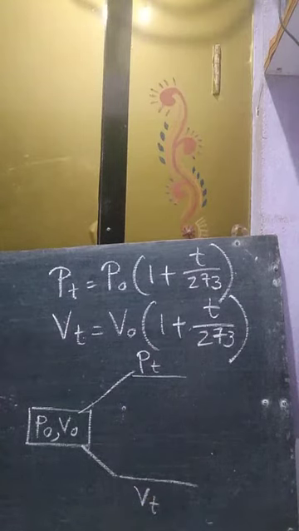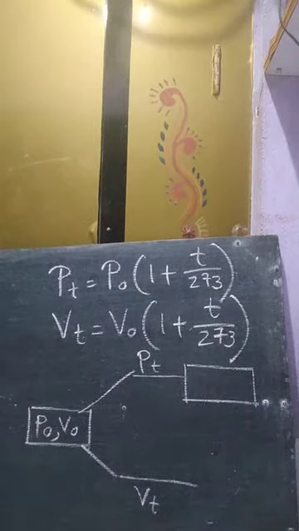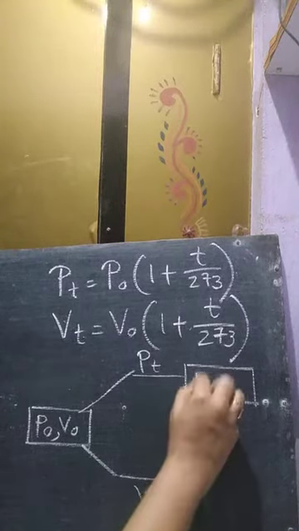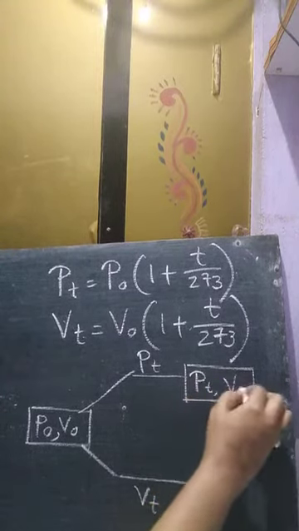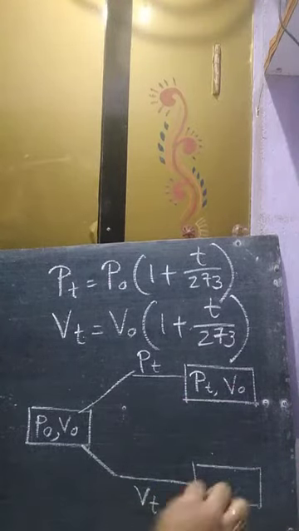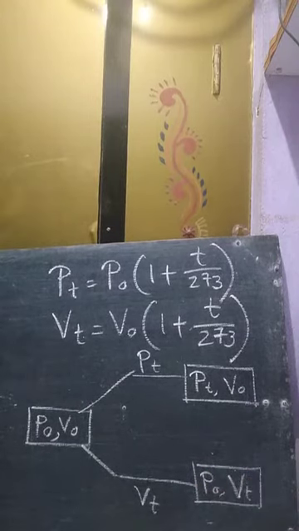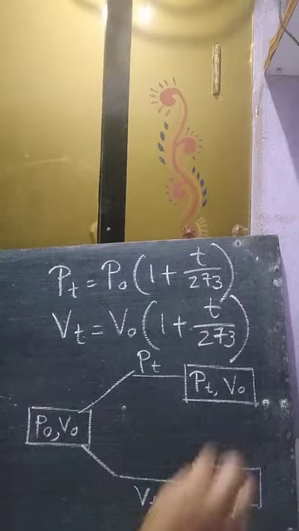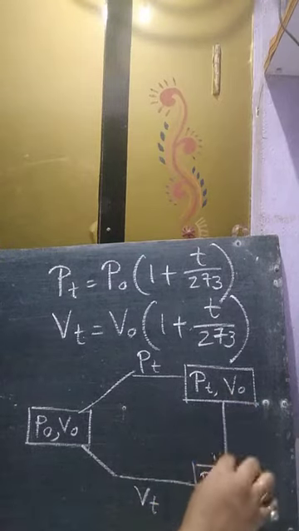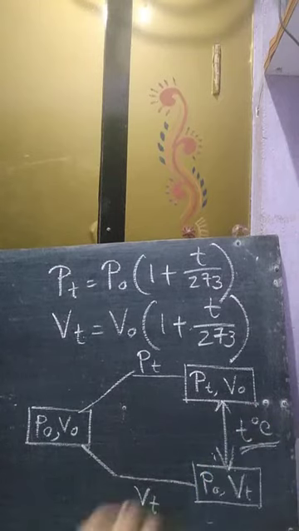Here for PT, the pressure is changing when the volume is constant, so it becomes PT and V0. And for this, the pressure is constant and the volume is changing, so P0 and VT, right? At T degrees Celsius, the temperature is constant for both, that is T degrees Celsius.